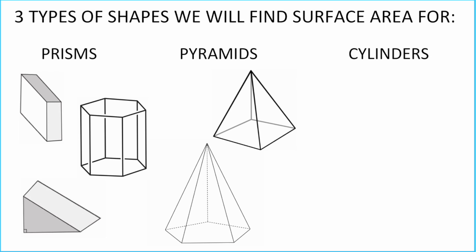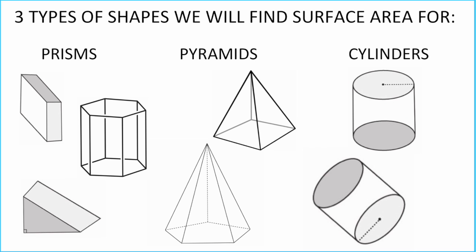Next up, we have pyramids. Pyramids have one base, which we use to name the pyramid, and they meet at a point on the top. The sides that come to the point at the top are triangles. So our top one looks like a square-based pyramid, and the bottom one would be a pentagonal pyramid. Cylinders are kind of like prisms, except their bases are circles. So you have a circle on top, a circle on bottom, and they are connected.